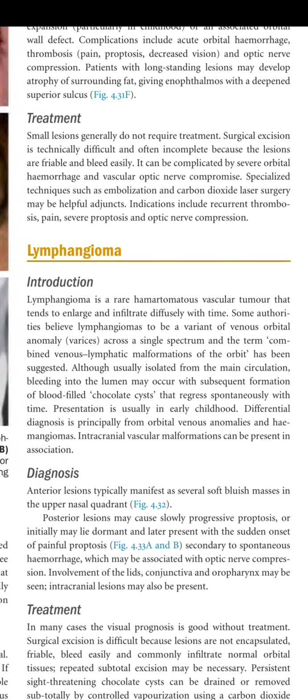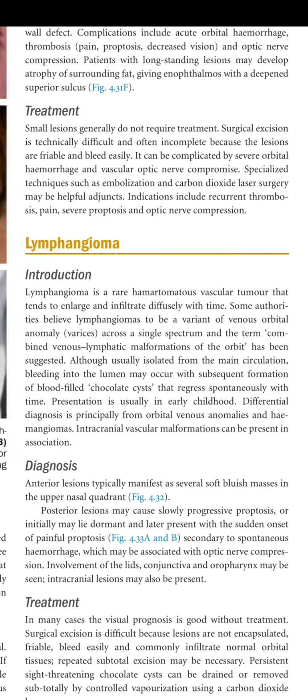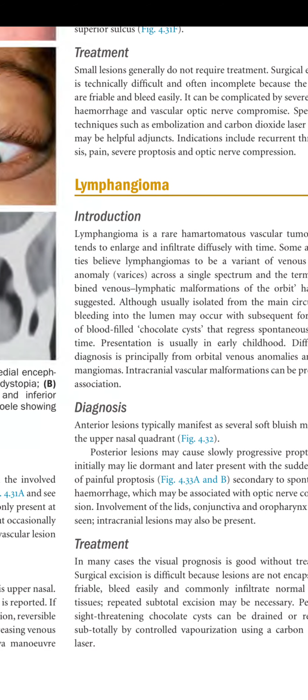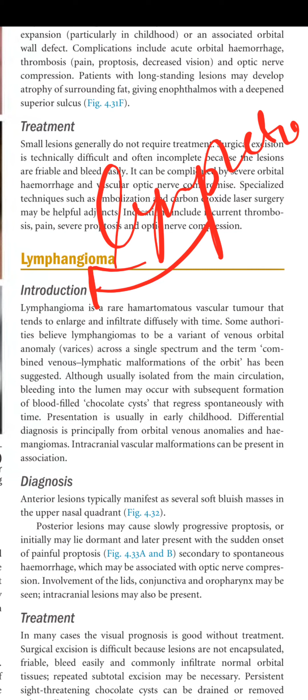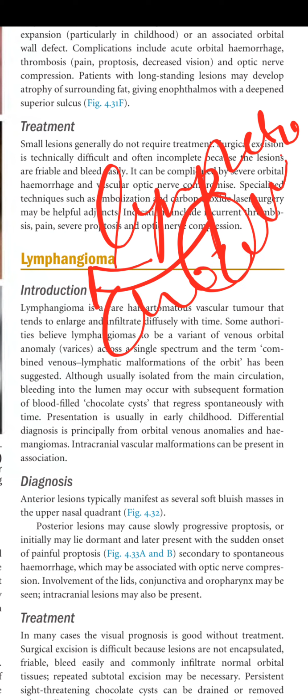So basically, lymphangioma means that there is a lymphatic system and there is a vascular system. So whenever the lymphatic vessels are enlarged, these are known as lymphangioma, and the bleeding in these channels can cause the formation of a chocolate cyst which can regress spontaneously, and presentation is in early childhood.